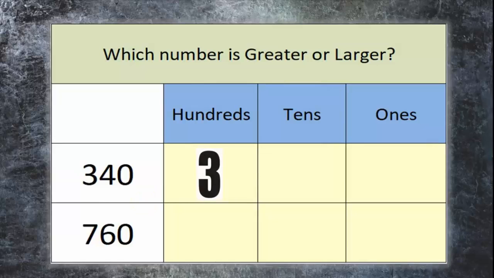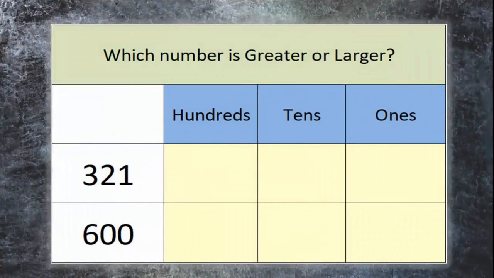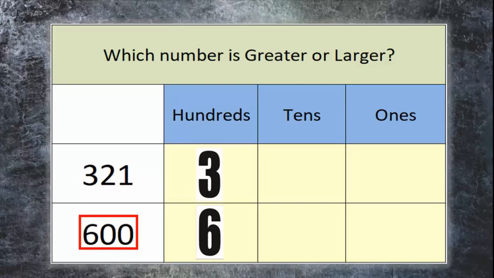We have 3 hundreds and 7 hundreds here. Which number is greater? 760. We have 3 hundreds in 321 and 6 hundreds in 600. Which number is greater? 600.